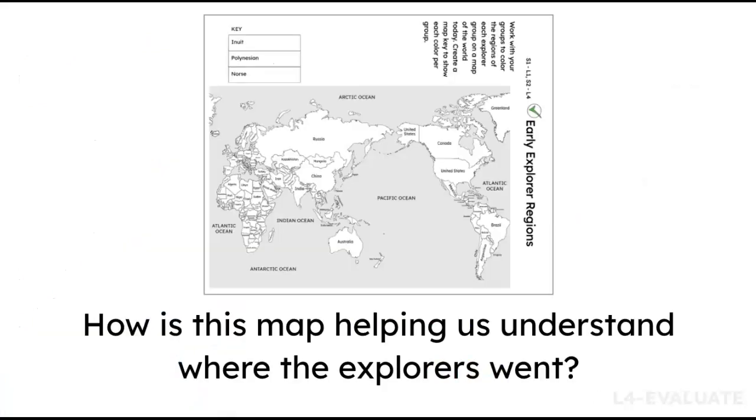For the Evaluate portion, you'll have students work individually or in pairs and return to their early explorer regions student journal page from Section 1. They can use colored pencils to use arrows or color in the different expedition areas for each explorer group.